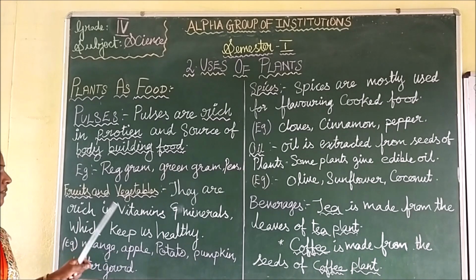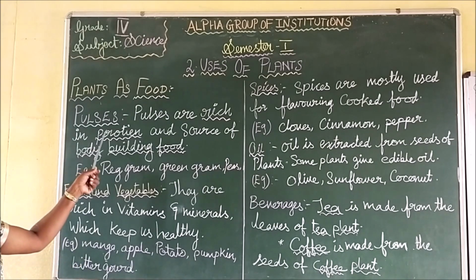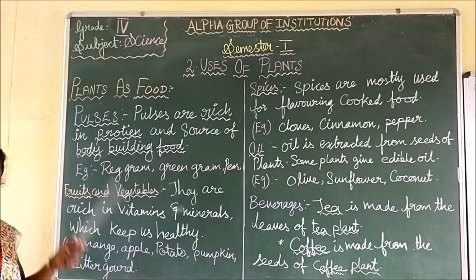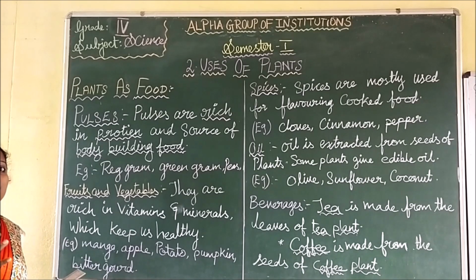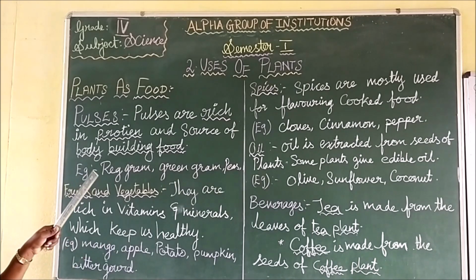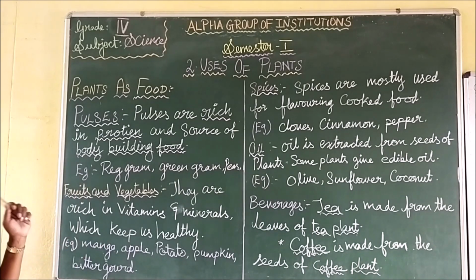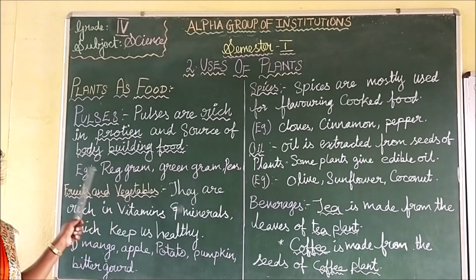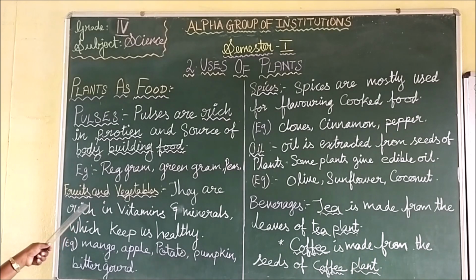So fruits and vegetables both are rich in vitamins and minerals. Pulses are rich in protein, and cereals give us the main diet, the energy in the food for us. So cereals give the main diet and energy, and pulses give rich proteins which build our body, and fruits and vegetables are rich in vitamins and minerals.